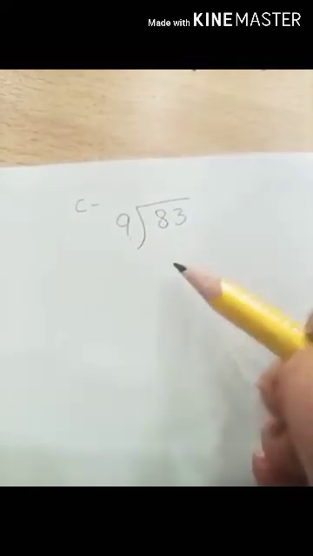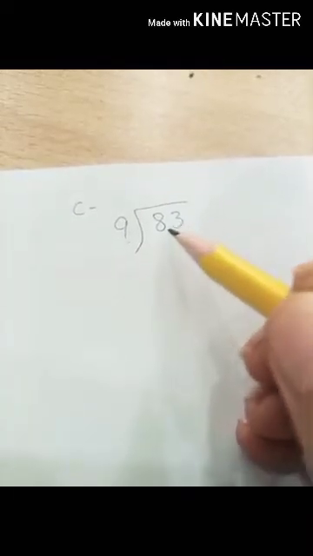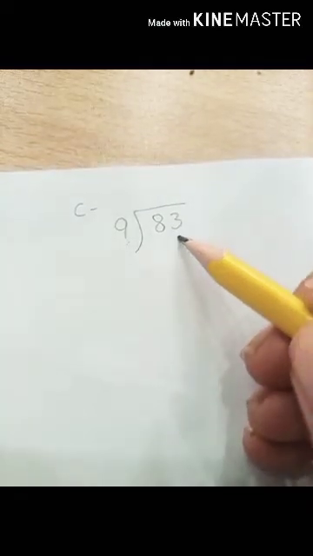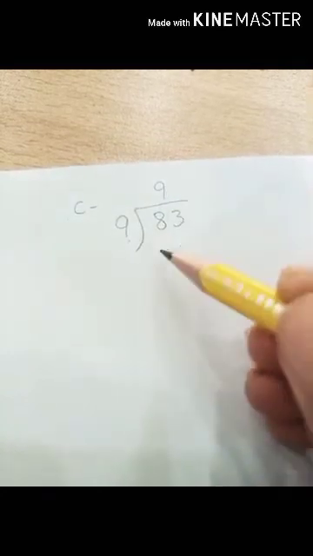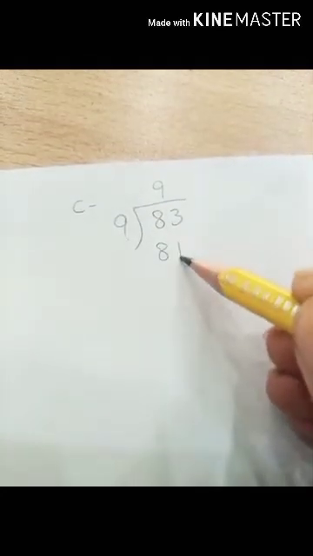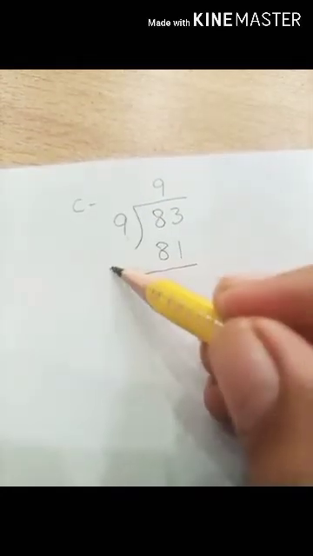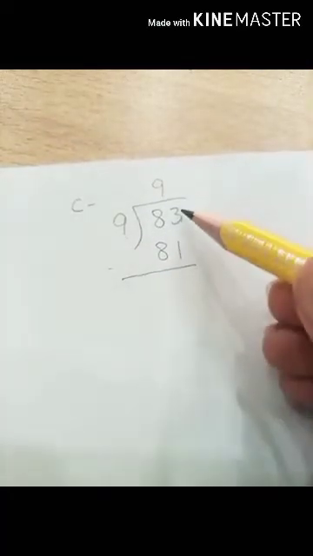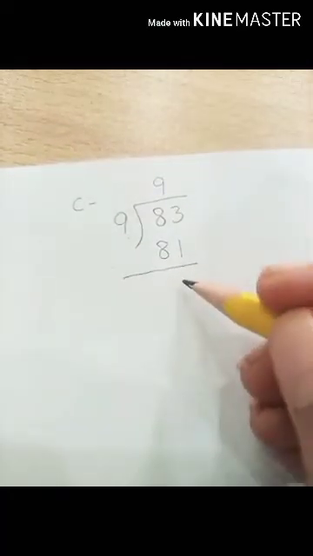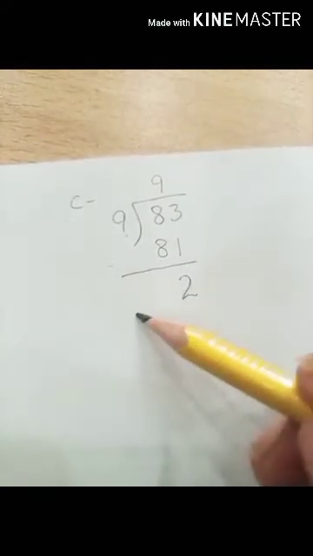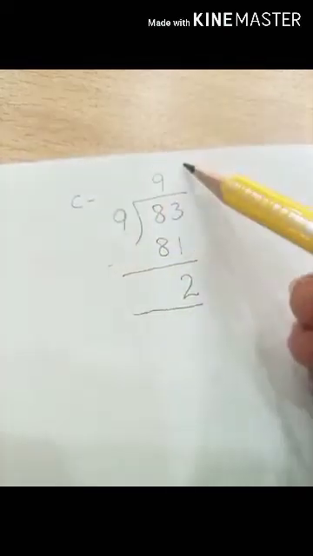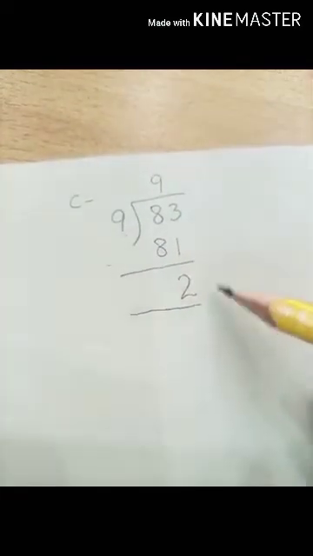So 9 9s are 81. 81 is quite smaller than this one. So I am going to write here 9 9s are 81. Now students, let's subtract it. 3 minus 1, and our remainder is 2. Yes, look at this. We have solved our question and the quotient is 9 with the remainder 2.